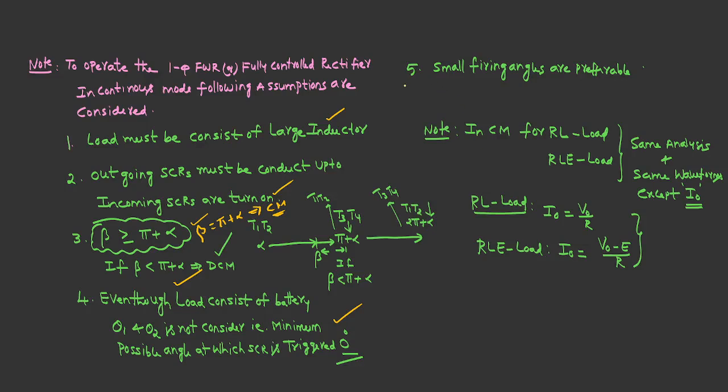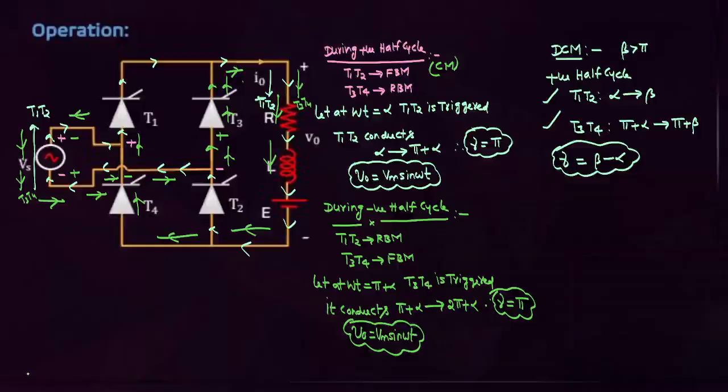Then small firing angles are preferable. In continuous mode for RL load and RLE load, same analysis and same waveforms except I naught. I told already, for RL load I naught equals V naught by R. For RLE load I naught equals V naught minus E by R. These are the assumptions during operation in continuous mode. Then what is the operation for RLE load? Positive half cycle T1, T2 will conduct. Negative half cycle T3, T4 will conduct. T1, T2 conduct in continuous mode of operation.